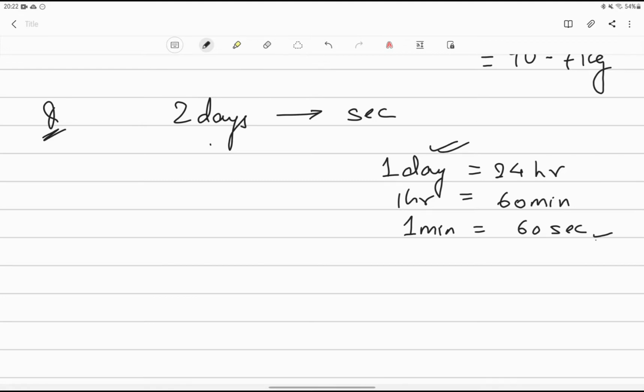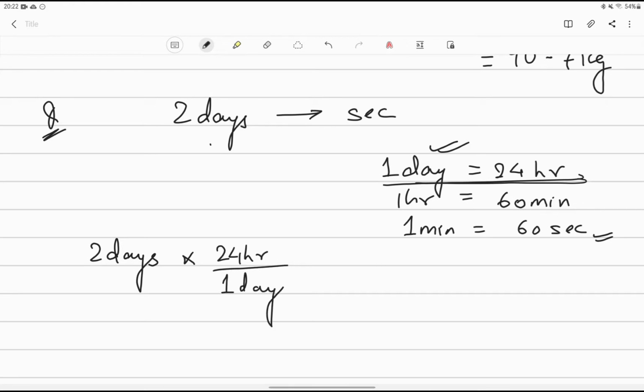Alright, so basically what we have to do is convert days into seconds. First of all I have to convert day into hours, right? I have to write all these factors together to convert it into seconds. So first of all, how many days are there? We have 2 days. Okay, so this 1 day, how can it be written? We will keep hours on top and days in the denominator. Okay, it is 1 day, not days, it is 1 day.